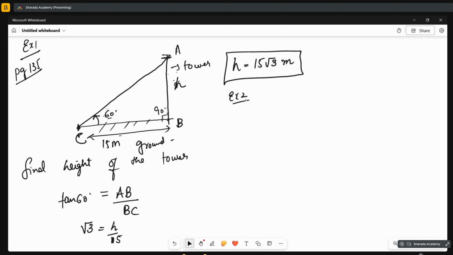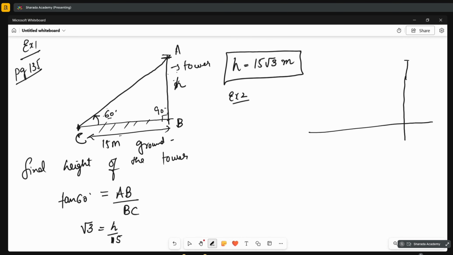An electrician has to repair an electric fault on a pole of height 5 meters. So the electric pole will be at 90 degrees with the ground. Correct? Now she has to repair the electric fault on the pole of height 5 meters. She needs to reach a point 1.3 meters below the top of the pole.